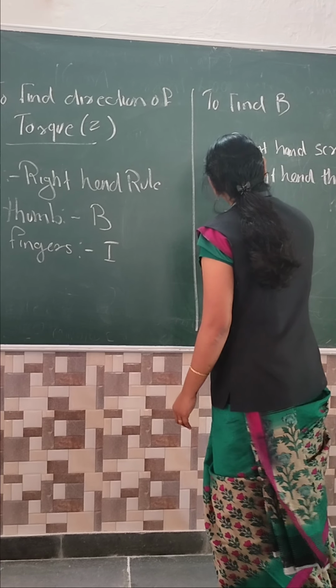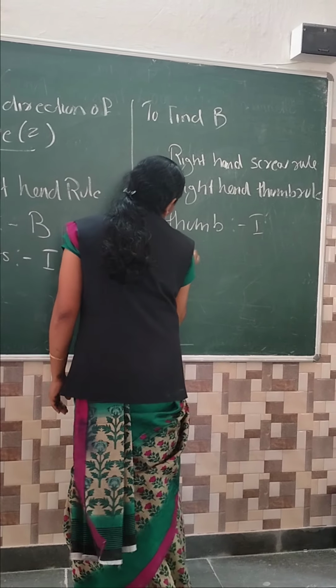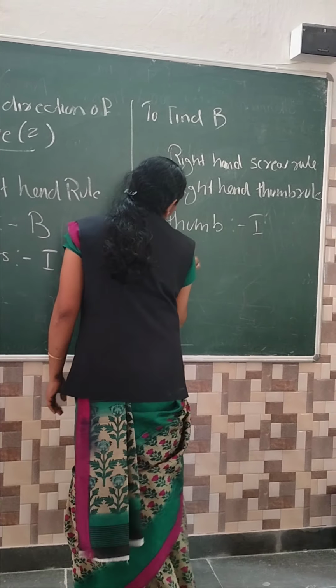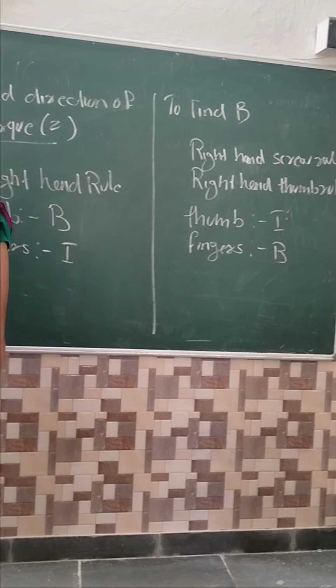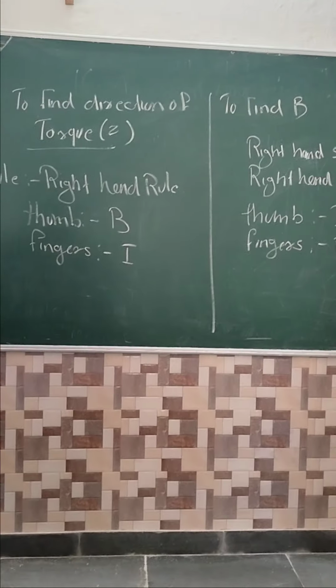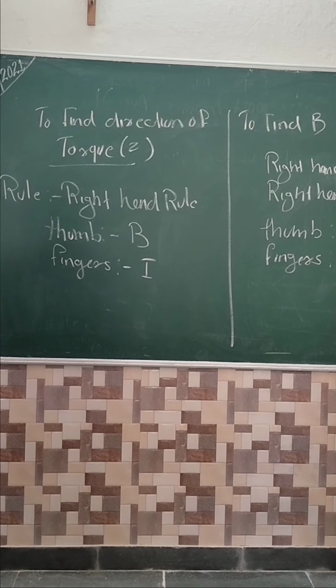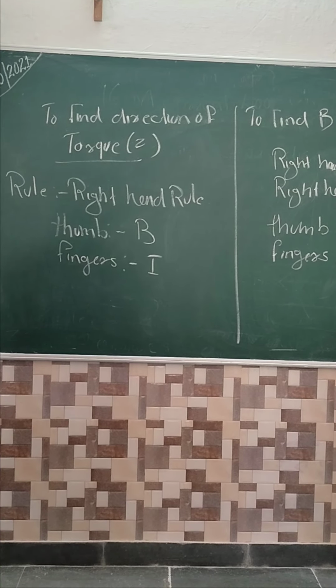The thumb is the direction of current and the fingers are the direction of magnetic field. Clear, everyone? Which direction are we finding? Torque, right? So when we get the magnetic field and current direction, we can assume the direction of torque. One example we have to do, then we can clear it. Was this clear, everyone? Pause the video.